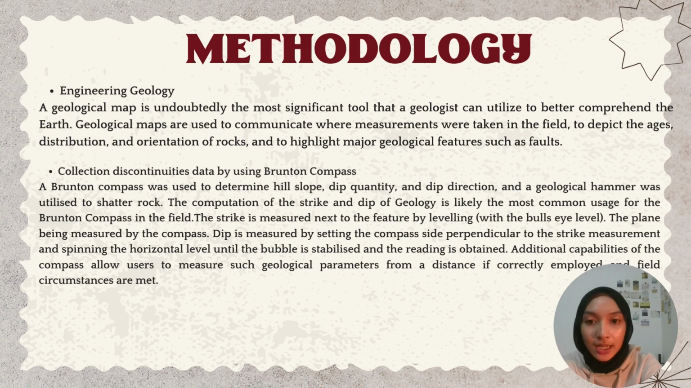The strike is measured next to the feature by leveling the compass with the bull's eye level and the plane being measured by the compass. Dip is measured by setting the compass side perpendicular to the strike measurement and spreading the horizontal level until the bubble is stabilized and the reading is obtained. Additional capabilities of the compass allow users to measure such geological parameters from a distance if correctly employed and field circumstances are met.